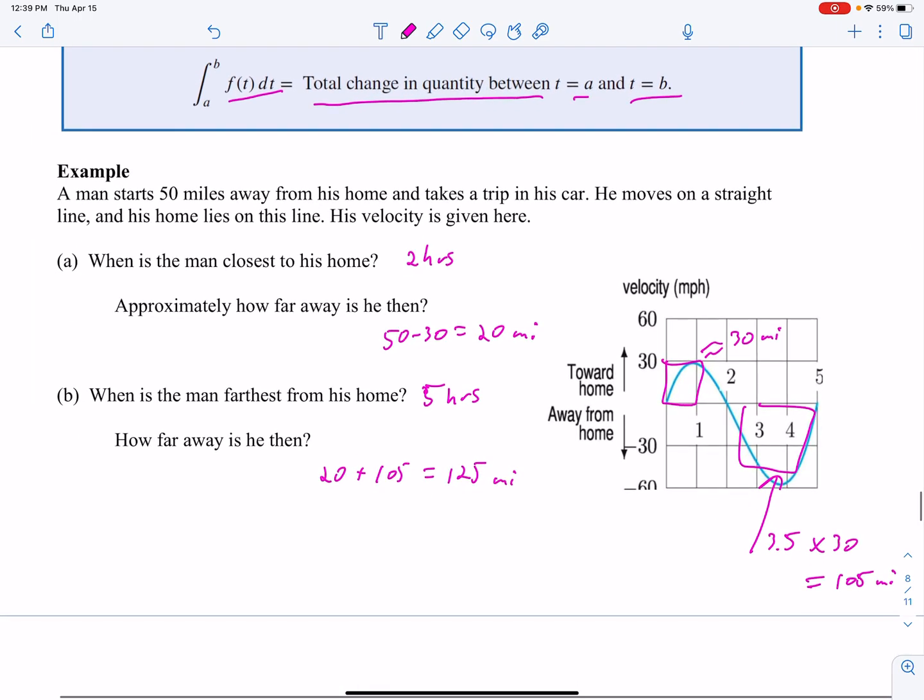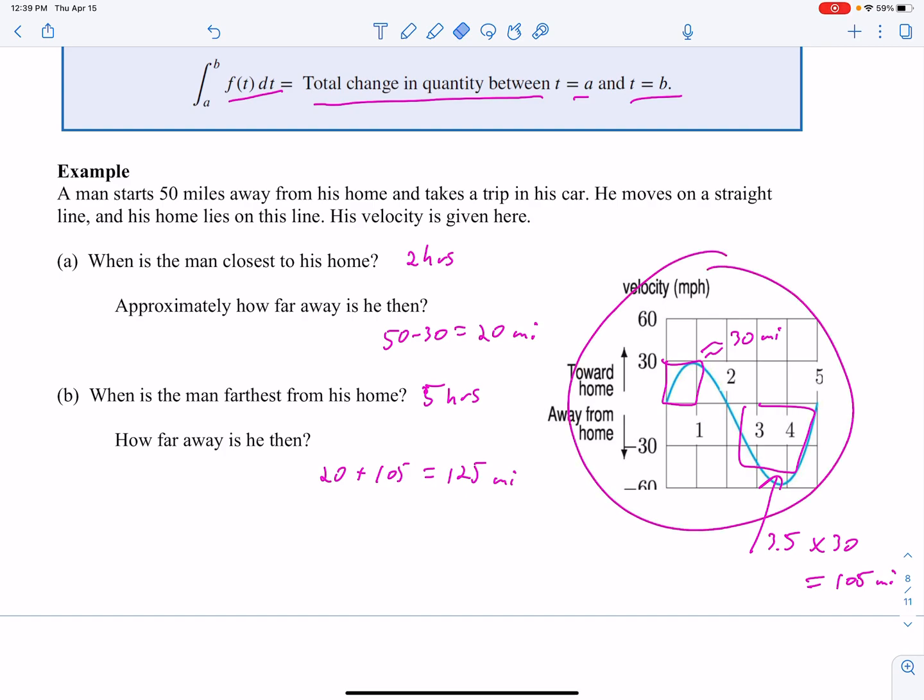All right. So here's a quick example. A man starts 50 miles away from home and takes a trip in his car. So he moves on a straight line, and his home lies on this line. So his velocity is given here. So we're giving you this graph. So I should have cleaned that up. Sorry.